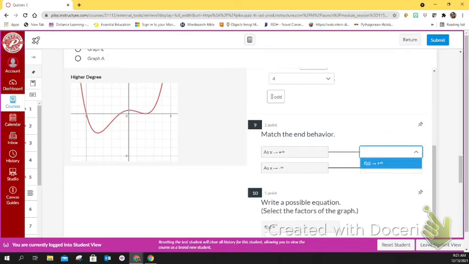Both sides are going up, so positive infinity. Then it looks like that's the only answer you could pick, so you can't miss that one.